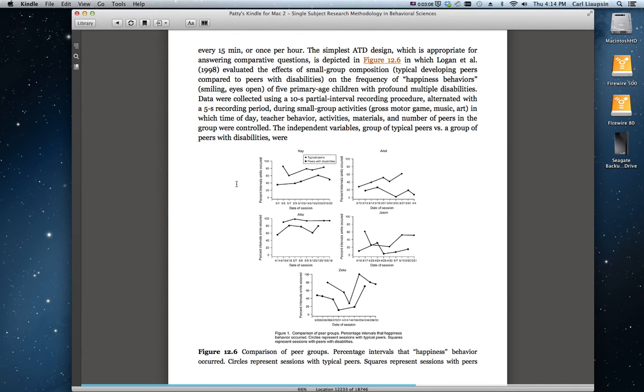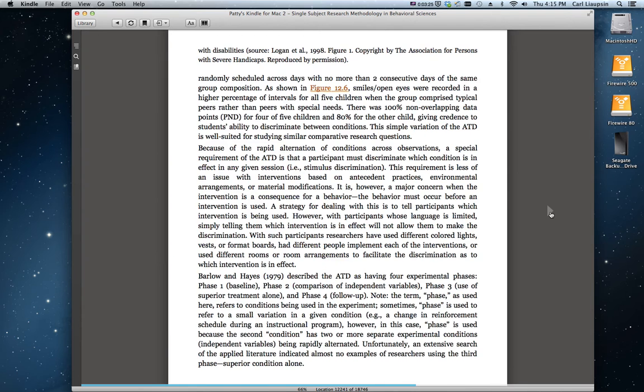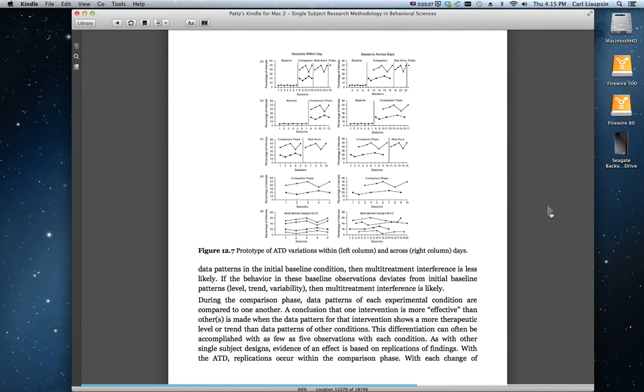In this case, it was just the environment. So child is with peers with disabilities, child is with typical peers, and we're just measuring smiling behavior under each of those conditions, which I think is another one of those very simple, interesting studies. So, as I said, you could run multiple sessions in a day, or you could run sessions across days.